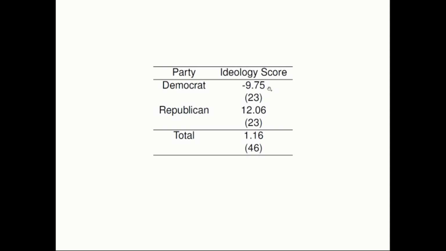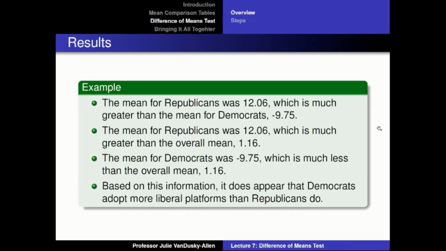of Democrats, negative 9.75. You can also say that the mean of Republicans was 12.06, which was much greater than the overall mean of 1.16, and the mean of Democrats was negative 9.75, which is much less than the overall mean of 1.16. Based on this information, it does appear that Democrats adopt more liberal platforms than Republicans do.